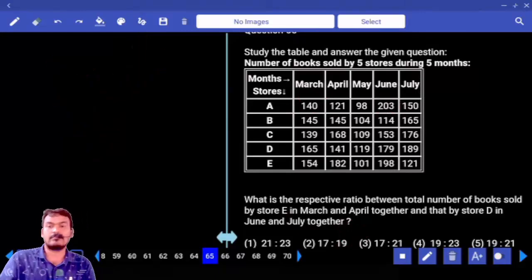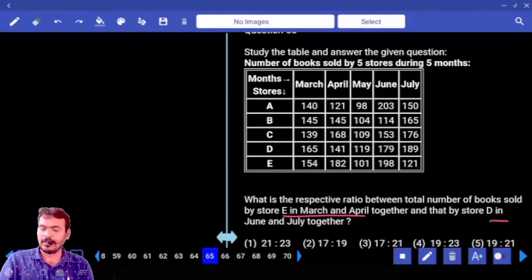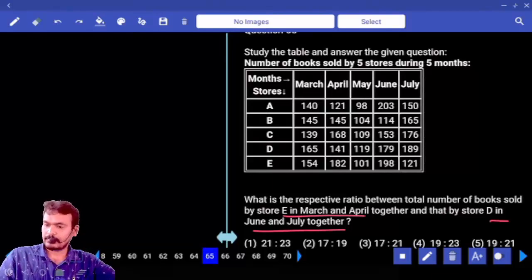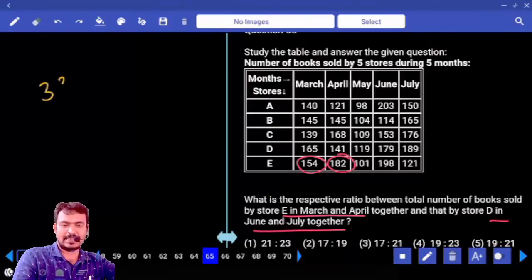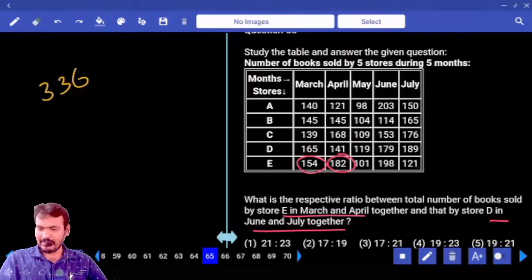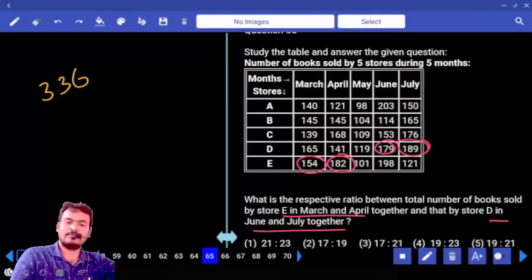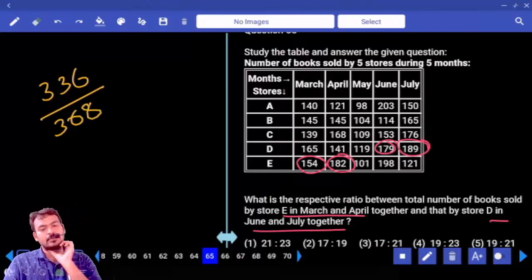Ratio we required, or not? E value in March and April, D value in June and July, or not? What is the E value in March? 154. April 182. Total it is 336. Next, D value in June and July. D value June 179. July 189. Total it is 368, or not? What is the difference between 336 and 368?